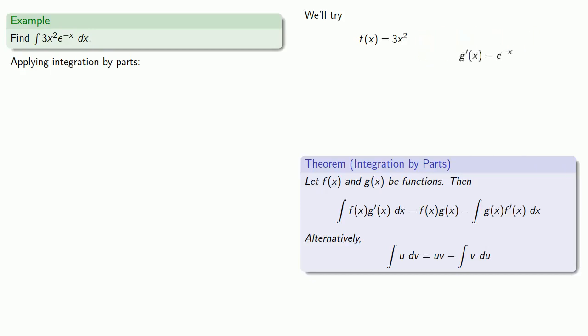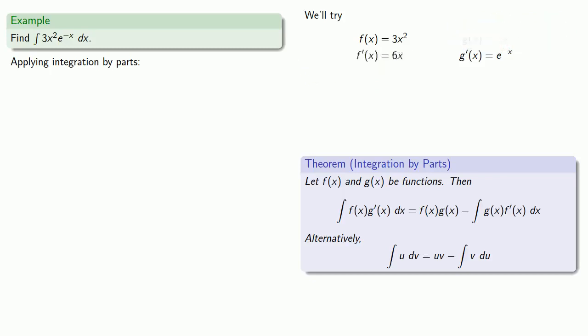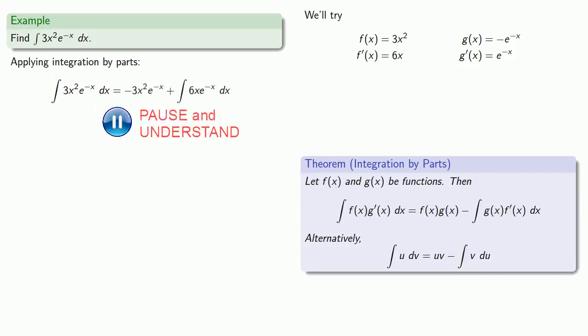Now this only works if I can find both the derivative of f of x and the antiderivative of g prime of x. And we're able to find both of these, so we can proceed. And that gives us a new integral. But how do we evaluate this one?